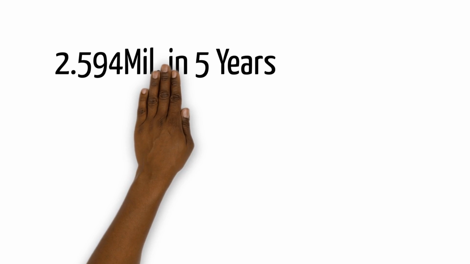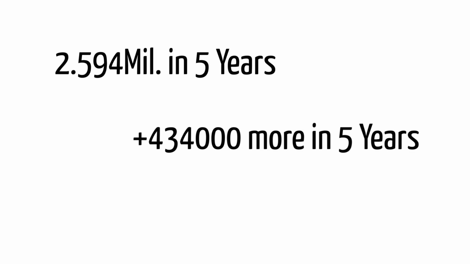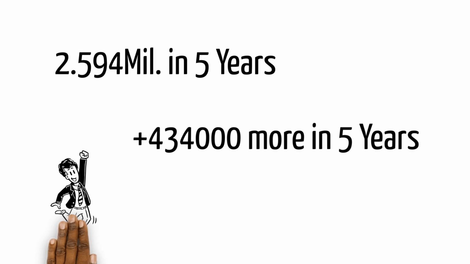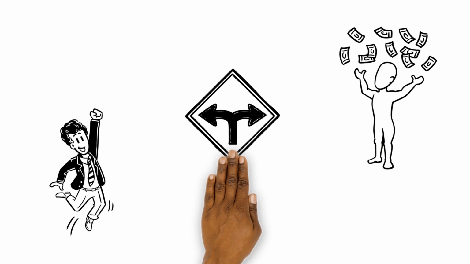Investment 2 makes $2.594 million in 5 years and thus brings in $434,000 more in 5 years than the first investment. Tom is happy and invests the $7.22 million. But now he still has a lot of money, and he again has two investments to choose from.